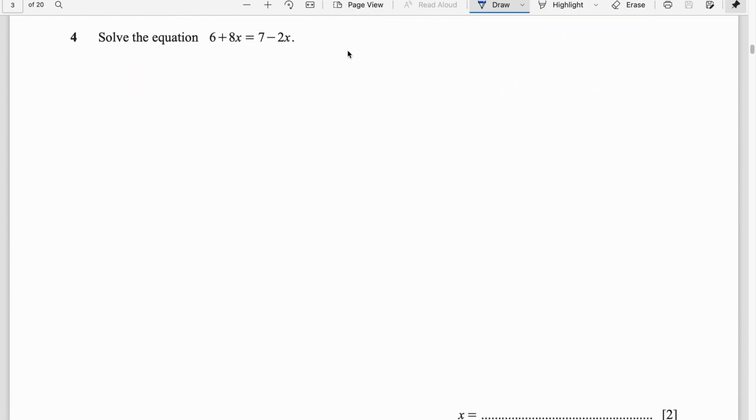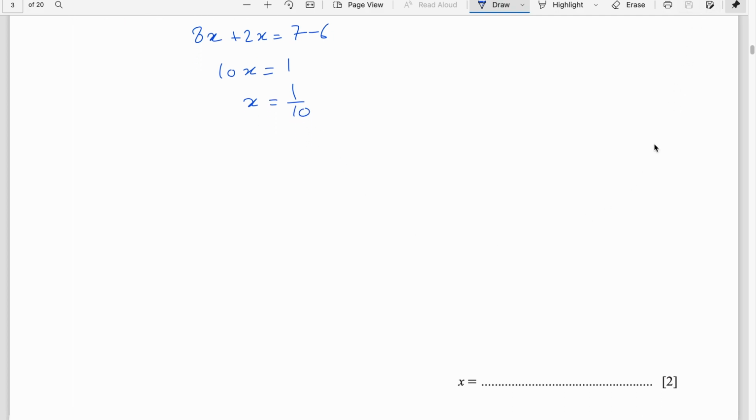Question number 4, solve the equation. So 8x, bring 2x on this side, plus 2x is equals to 7 minus 6. 10x is equals to 1, x is equals to 1 by 10.